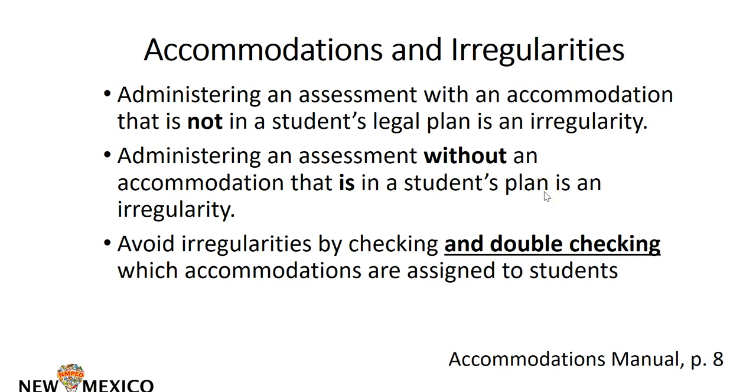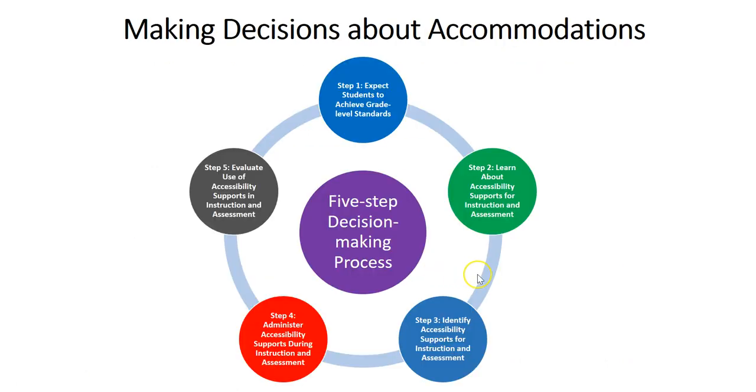So accommodations and irregularities. Administering an assessment with an accommodation that is not in a student's legal plan is an irregularity. Administering an assessment without an accommodation that is in the student's plan is an irregularity. Avoid irregularities by checking and double checking which accommodations are assigned to students. There's a little flow chart on decisions about accommodations. This can help if you do not have that process at your campus.